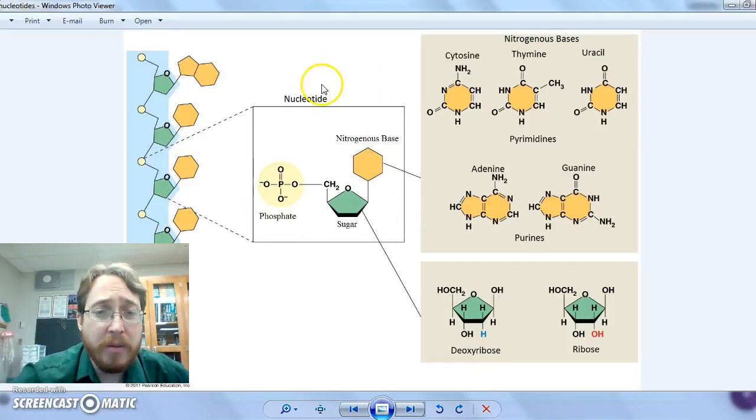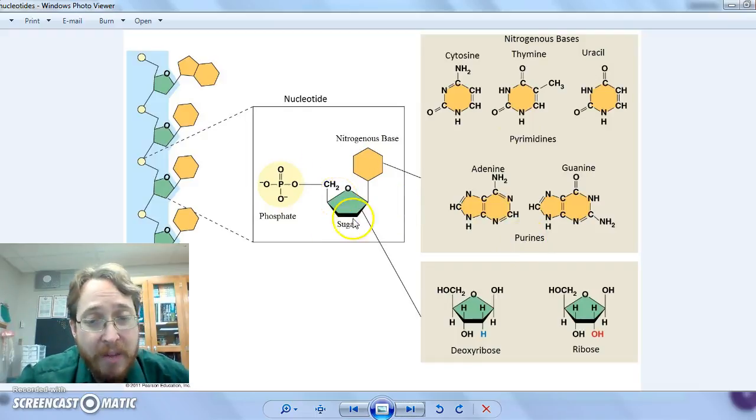They have 3 parts. The phosphate is always the same. The nitrogenous base can change and be pyrimidines or purines. And the sugar, if we're making DNA, the sugar is deoxyribose. And if we're making RNA, the sugar is ribose. So let's review.